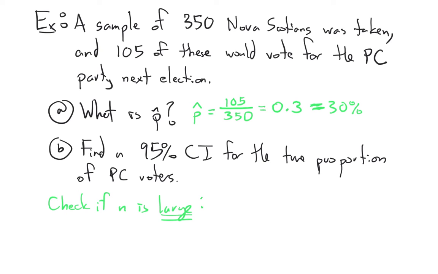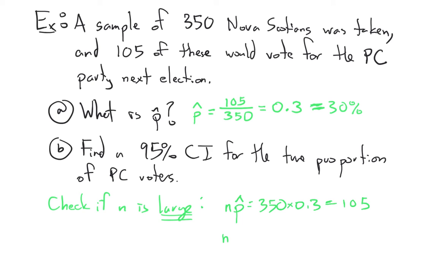So let's do n times p hat first. So n times p hat is 350 times 0.3. Well, we know exactly what that is. That's the number of successes, which is 105. And we're using p hat here instead of p because we don't know what the true proportion is. But our sample size is going to be large enough that it's not going to be an issue.